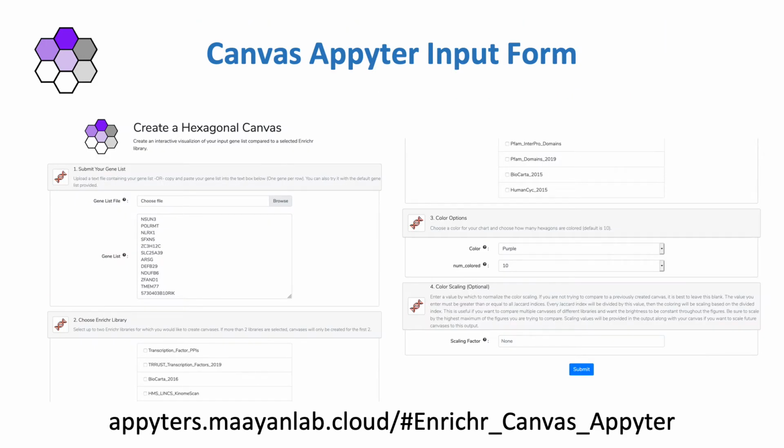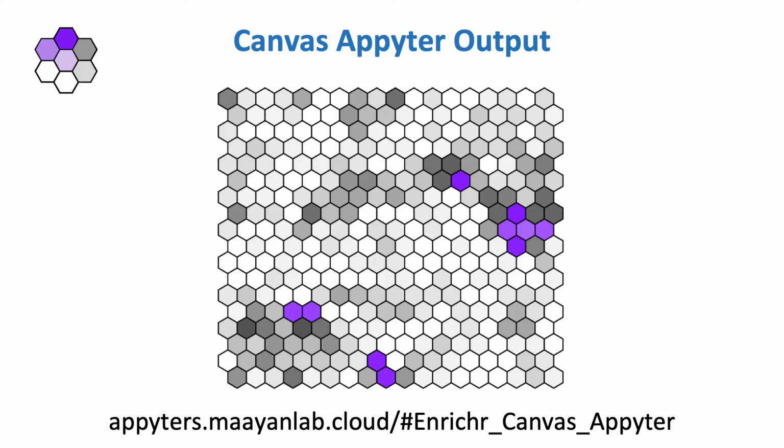Here's a look at the input form for the Canvas Appyter. Users can input a gene list and select 1 or 2 Enrichr libraries. There are also additional options including color choice, whether the top 10 or the top 20 most similar hexagons should be colored, as well as the option to compare results from 2 libraries and output separate canvases at the same time.